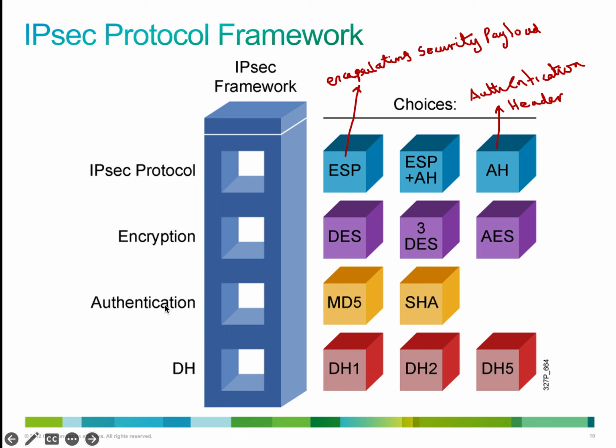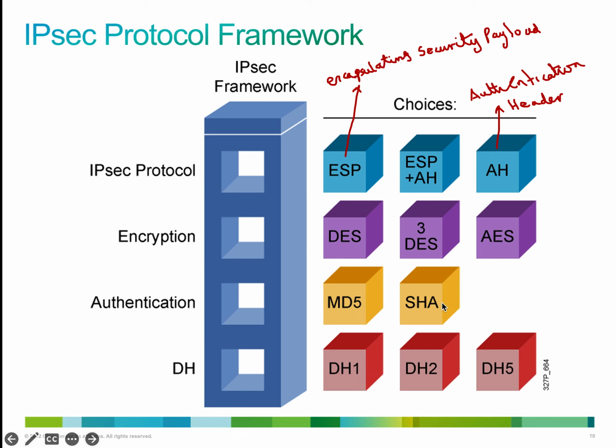The next one is the authentication. Remember we said IPsec protocol, the encryption, the authentication, and the DH. The authentication is the hashing function and hashing methodology. We either use MD5 or we use SHA, the secure hash algorithm. SHA is the Cisco compliance, so it's always preferable. Cisco uses the SHA method by default.